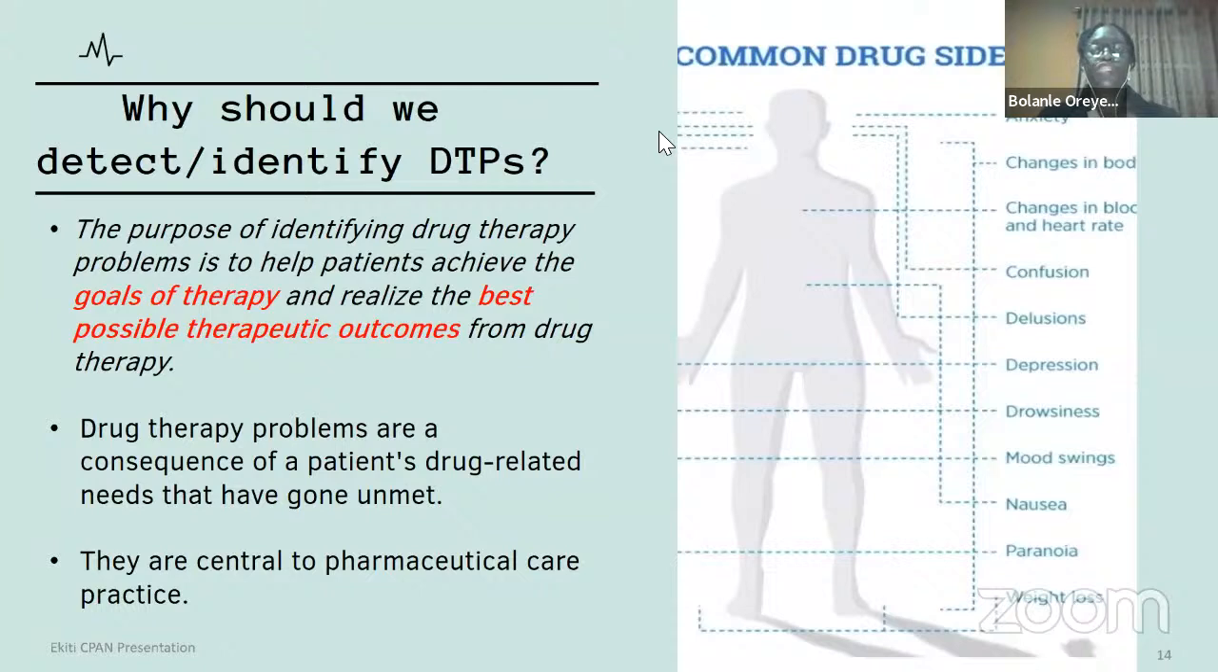We want to be able to give the patient the best of what the patient has come to the hospital for. We don't want a situation whereby the patient comes to the hospital to complain of headache and goes home with stomach ache because we have given some medications that have probably interacted with the person's biosystem or other drugs that the patient has used in the course of the person's stay in the hospital, or, if the person is an outpatient, used with other medication. Drug therapy problems are a consequence of the patient's drug-related needs that have gone unmet. They are central to pharmaceutical care practice. That is it. Pharmaceutical care revolves around the identification of drug therapy problems.